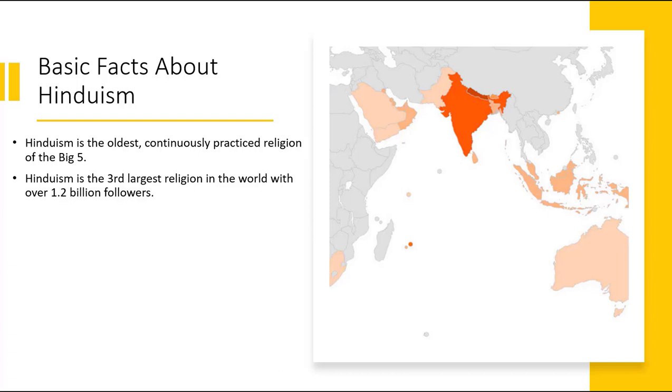94% of all people who practice the faith of Hinduism live within the Indian subcontinent. The Indian subcontinent is modern day Pakistan, India, Nepal, Bangladesh, Bhutan, and Sri Lanka. Those are considered the Indian subcontinent.